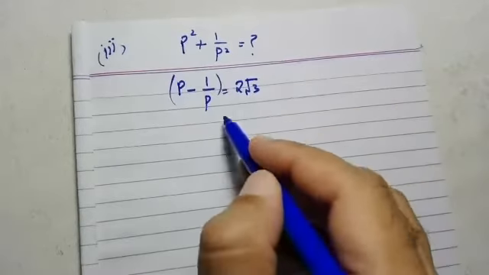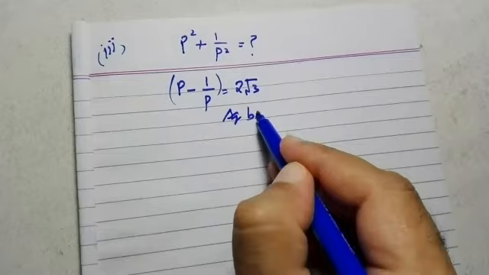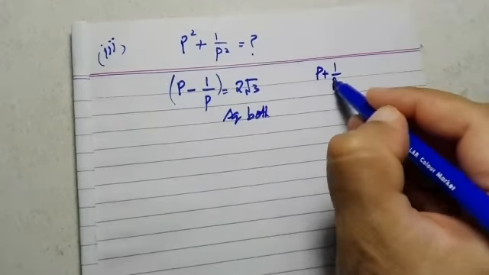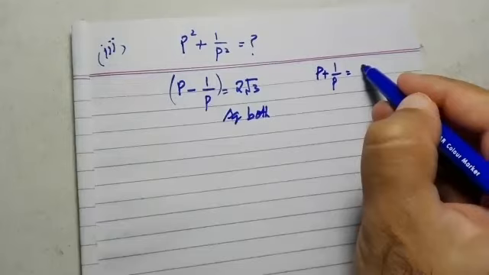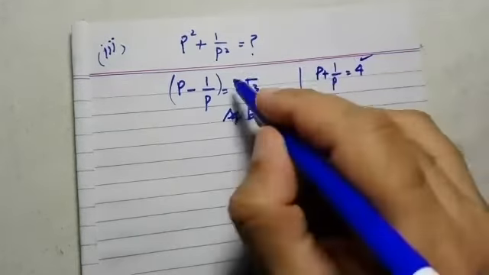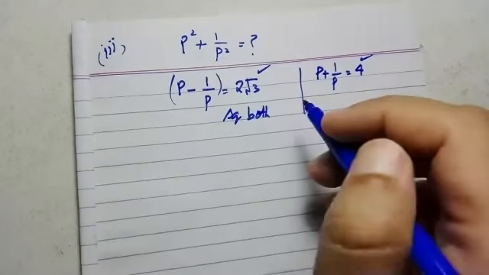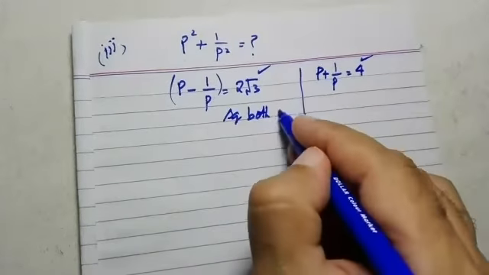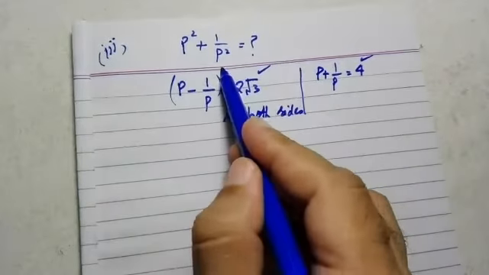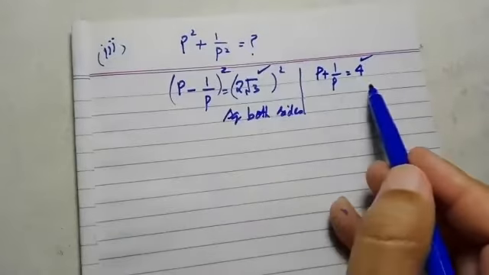So what we will do is square both sides. You can use even the first part as well. Either you can do it, but the point is that either you can use the first part, p plus 1 over p, that was 4. So either you use this part or you use this part for calculation of p square plus 1 over p square, and you will get the same answer. So squaring both sides, it will become... I'm using this part only.